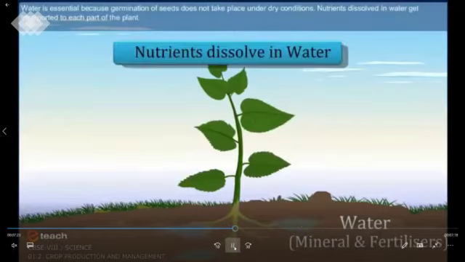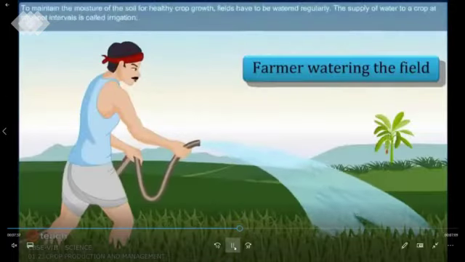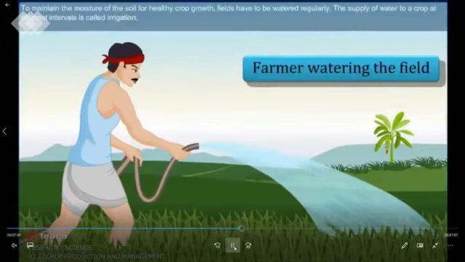And these mineral nutrients are dissolved in water and transported to various parts of the plant body. The supply of water to the crop is called irrigation. The supply of water to the crop at regular intervals or at regular timings is called irrigation.